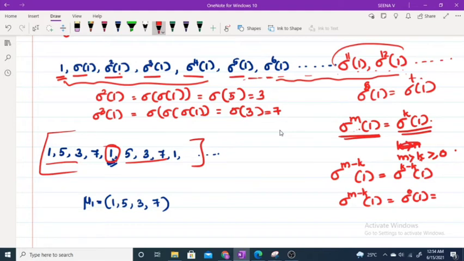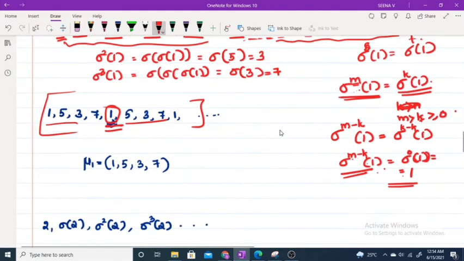What about sigma raised to 0? This is the identity permutation. In the identity permutation, 1 is mapped to 1 itself. So we get sigma raised to m minus k of 1 equal to 1. But this is a contradiction because we assumed m is the first repetition. So whenever it's possible, the first repetition must be 1 itself. So sigma raised to m minus k of 1 is equal to 1 is the first repetition.